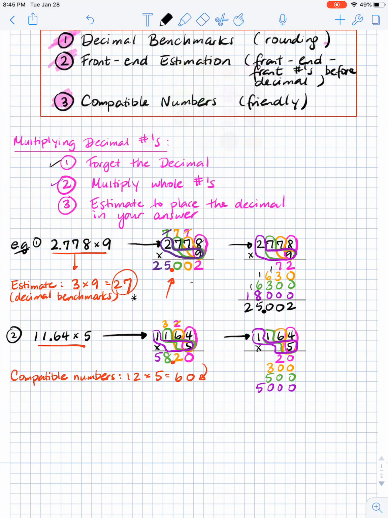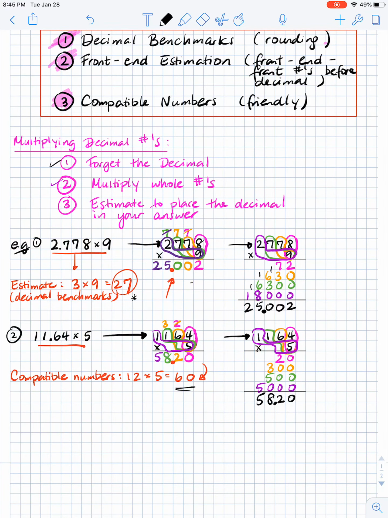And then when you add it all up, you get a 0, 2, 8, and 5. Because of that, I know that the answer here has to be 58 and 20 hundredths because our compatible numbers estimate was 60.